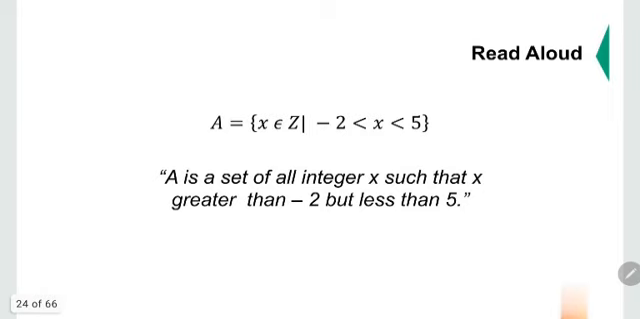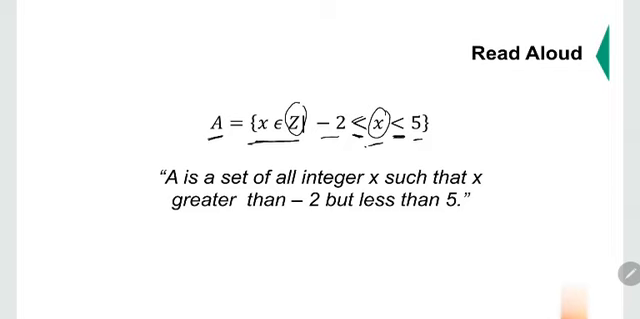Okay, now this one is more complicated. A is a set of all integers x. All integers, diba? Z is the symbol for integer. Such that x is greater than -2, but less than 5. Okay? Now you don't read -2 less than x. No. Such that x is greater than -2, and less than 5.